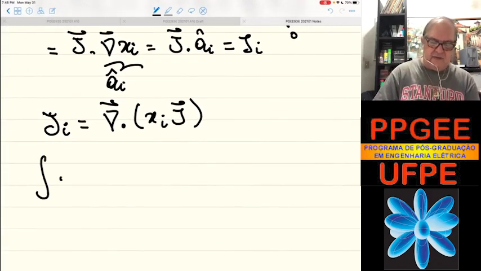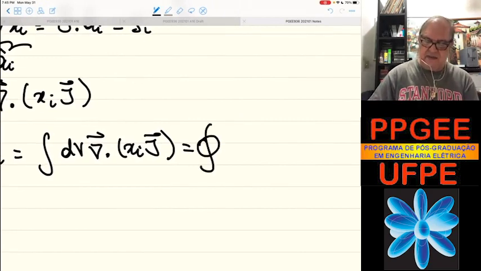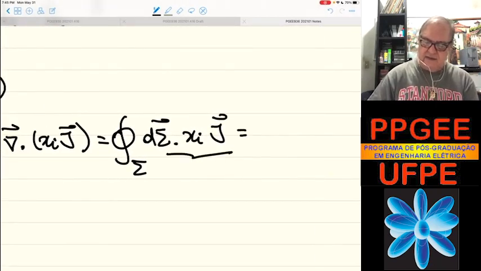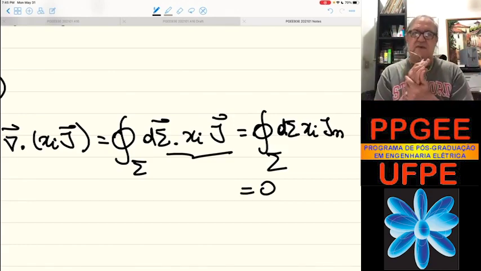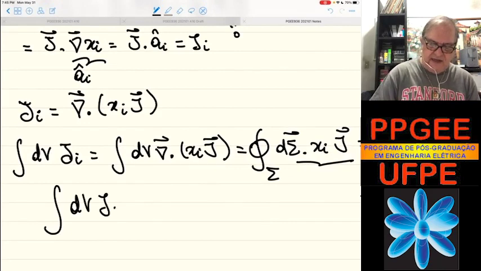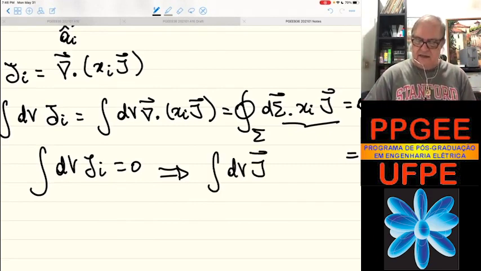So what does it mean? If I make an integral dv of the divergence of xi times j, Gauss's theorem establishes that this equals the surface integral of xi times j, which has the normal component, the integral of xi jn on the surface. And this equals 0 because, as we mentioned, we enclose the whole surface and we have a stationary current distribution. So it means that the volume integral of ji equals 0, and the same happens to the vector, because if I sum the components, I have the vector integral of j dv equals 0.